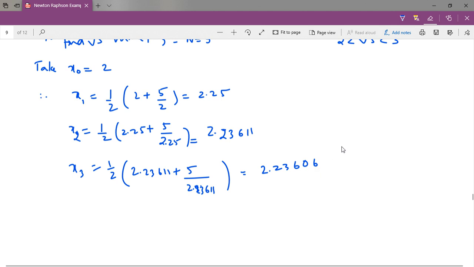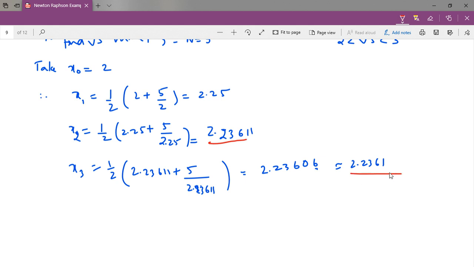Yeah. So now we can approximate this. So this is approximately 2.2361. So now we have the root value 2.2361 corrected to 4 decimal places. So therefore, approximate the value of root 5: root 5 is equal to 2.2361 approximately. Okay.